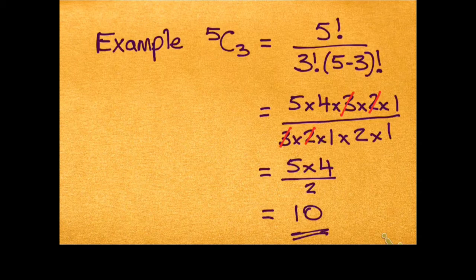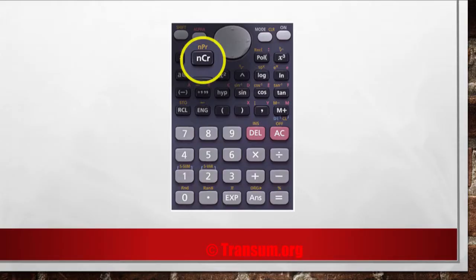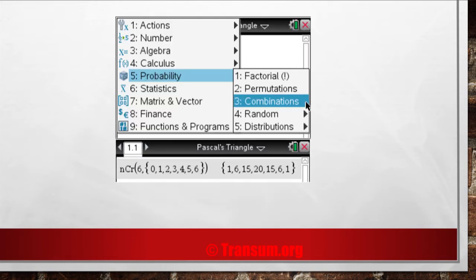So, bit of a long process, I suppose. But there's a button on the calculator right there on my scientific calculator. And if you have a TI Inspire, go to probability and combinations, and you could actually work out the whole row of Pascal's triangle all together rather than each term separately.